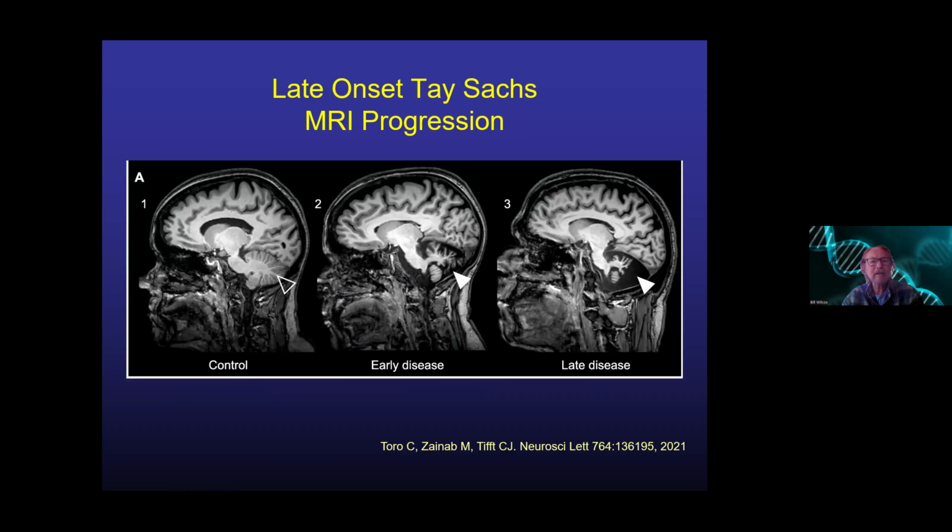So late onset Tay-Sachs, they start off with this is control brain. In early disease, they start getting shrinkage of their cerebellum, which gets worse over time. And the rest of the brain is much more preserved, and atrophy is slower. Really hits the cerebellum first.